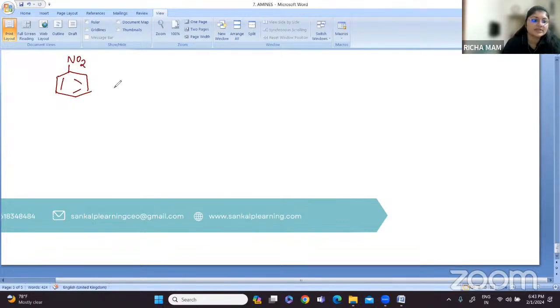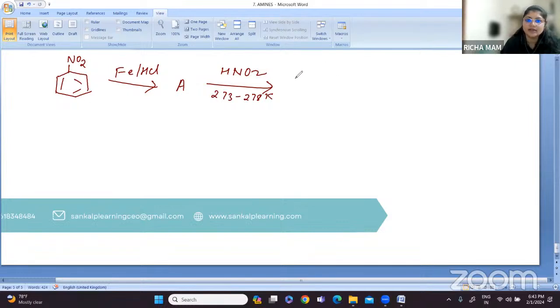Okay, this is nitrobenzene. Treat it with Fe in the presence of HCl, you get A. Again, you can treat this with HNO2 at 273 to 278 Kelvin, you get B. This is further treated with C6H5OH to give C. Can you tell me what A, B, C are? This is a 3-mark question.